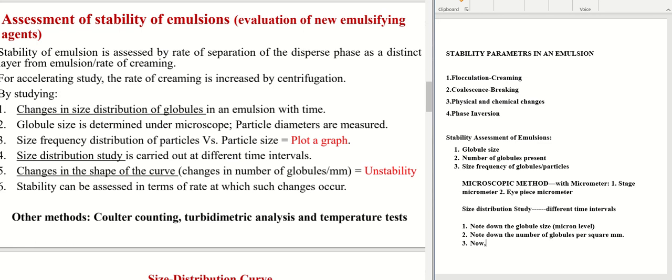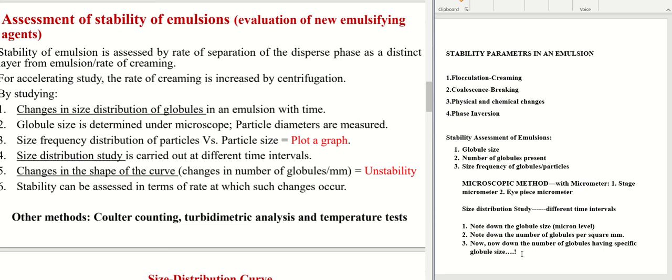And now note down the number of globules having a specific globule size. This is really important. Why? Because it is from this data we'll be able to assess whether our emulsion is a stable one or an unstable one.